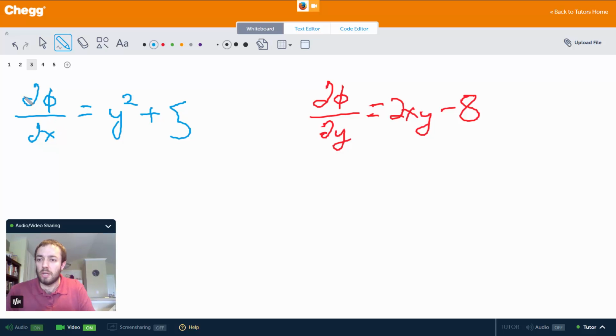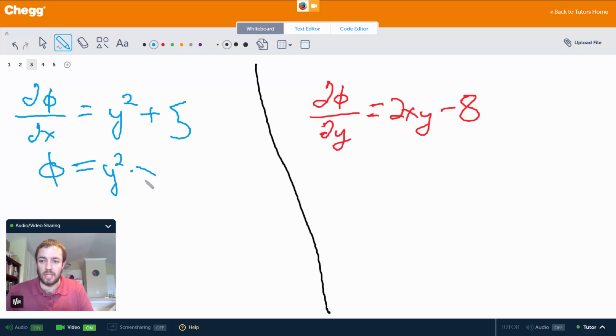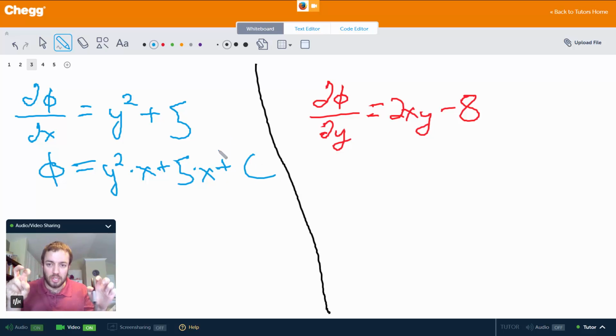So here we're just going to basically want to integrate both sides with respect to x. Let's separate these. Integrate both sides of this with respect to x. So on the left, we're just going to get phi, right? If we integrate this with respect to x, we just get phi back. And what happens over here? Well, as far as x is concerned, these are both just constants. So when we integrate with respect to x, we're just going to get y squared times x plus 5 times x plus an arbitrary constant. However, in this case, our arbitrary constant is actually going to be an arbitrary function of y. And why is that?